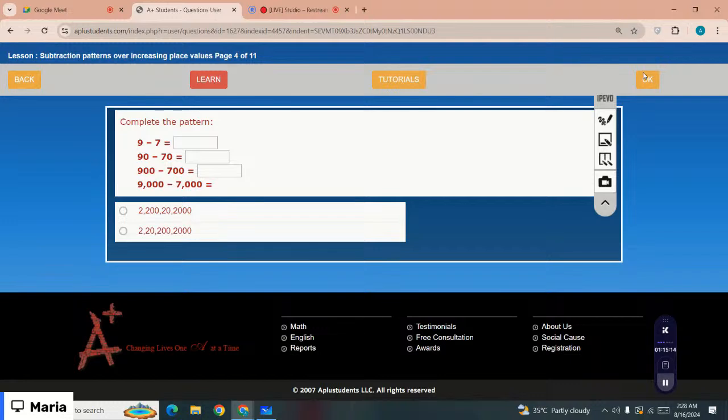The correct option is option number 2, right? That is 220, 200 and 2000. Option number 2 is the correct option. Not 1, that's 2.